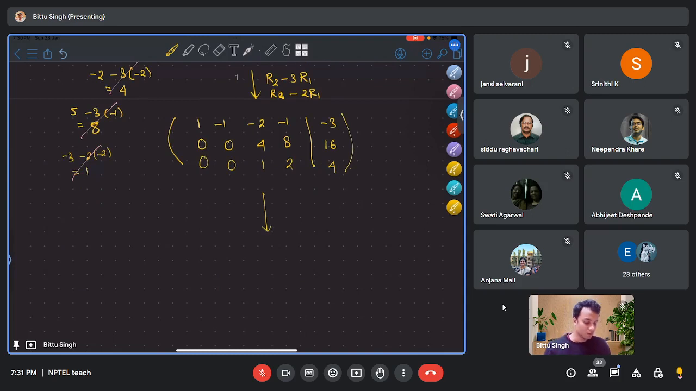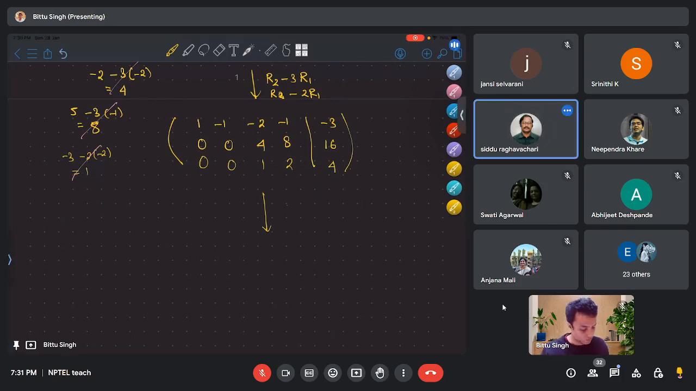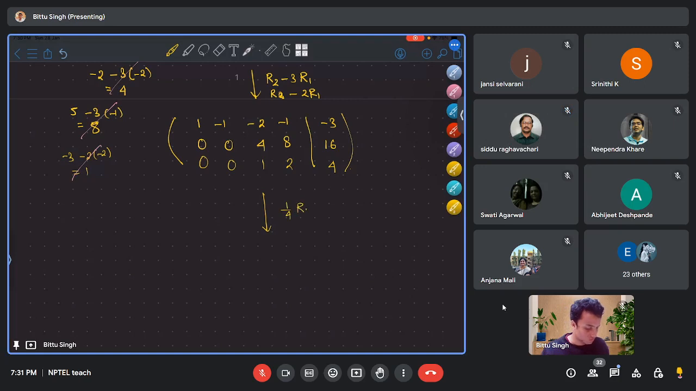Now again, what will be the next step? 1 by 4 into R2. Yes, 1 by 4 into R2. Because the first non-zero entry of the second row is 4, we have to perform a row operation such that this 4 becomes 1. Because the first non-zero entry should be 1 for row reduced form.